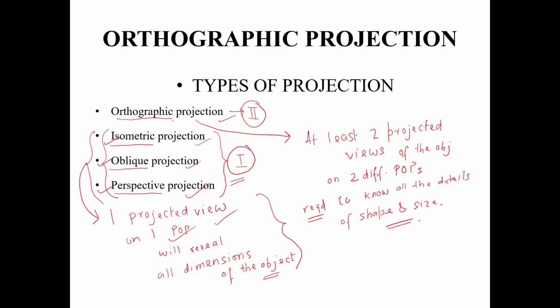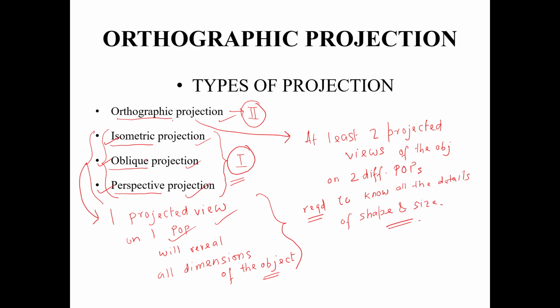So if you are following isometric projection, oblique projection, or perspective projection, a single projected view of the object on a single plane of projection will reveal all the details about the shape and size of the object. But unfortunately, that is not possible when you are following the method of orthographic projection. In orthographic projection, at least 2 projected views of the object are mandatory for revealing all the dimensions of the object, or all details about the shape and size of the object.